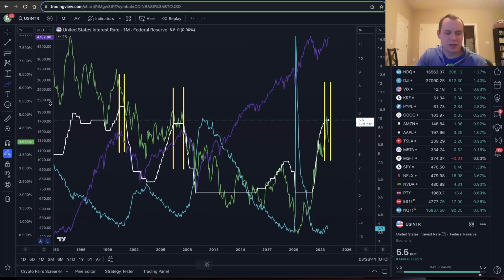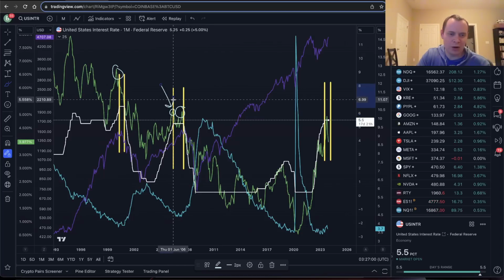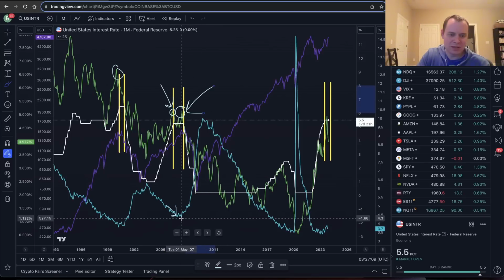What you'll notice is that in 2000, just before we hit the terminal rate, the 10-year yield topped. In 2007, 2008, you can see the 10-year yield topped just before we got to rate cuts. And there was also another meaningful high right here as well. This high did not hold, but also note that this high did not hold during a period where the unemployment rate was still going down. This high did hold, but it was also after the unemployment rate had started to turn back up.